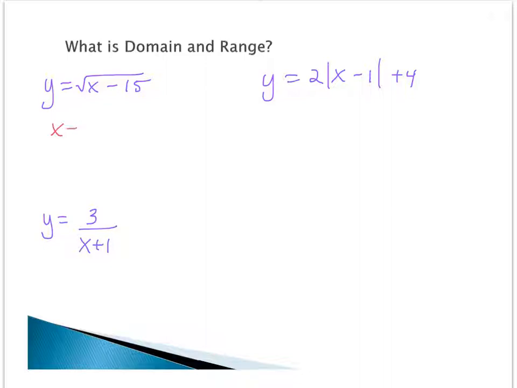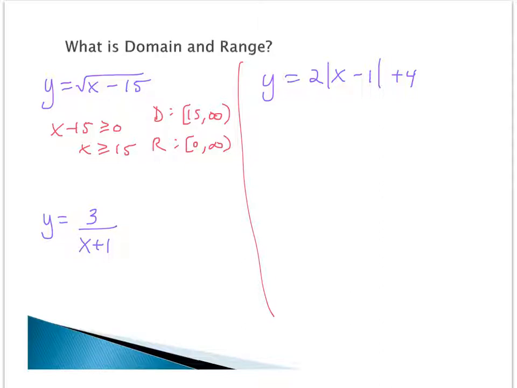So I would set x minus 15 to be greater than or equal to 0, giving me that x is greater than or equal to 15. I know visually that my y values for a radical are always going to be positive. So I know that my domain will be from 15 to infinity, and my range will be from 0 to infinity.